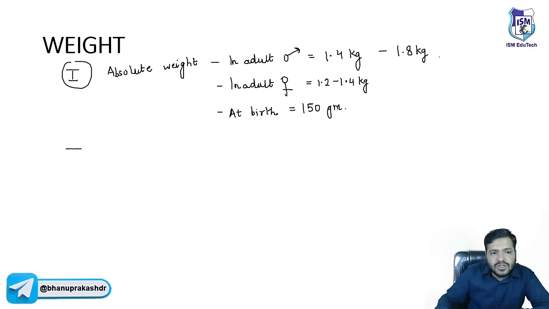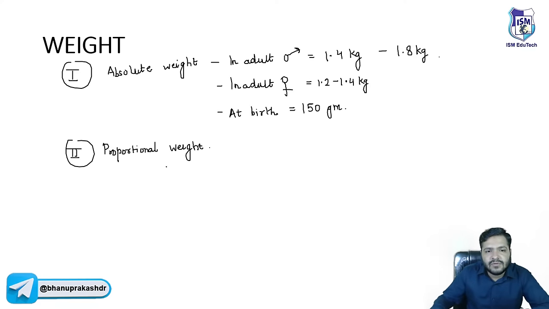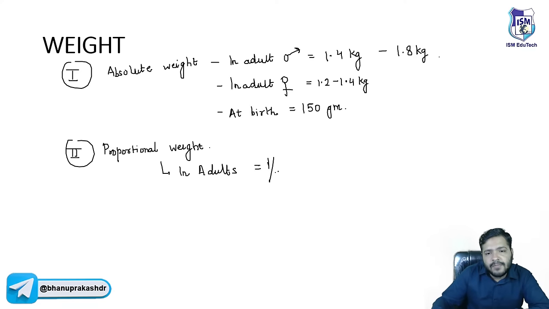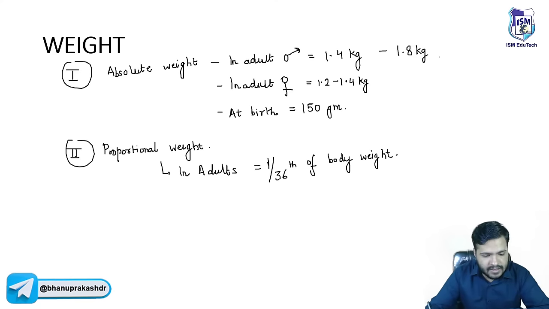Now, coming on to the proportional weight. We have something which is called the proportional weight. So remember, beta, in adults, it is 1 by 36 of the entire body weight. So the liver occupies like 1 by 36 of the body weight, of the entire body weight.